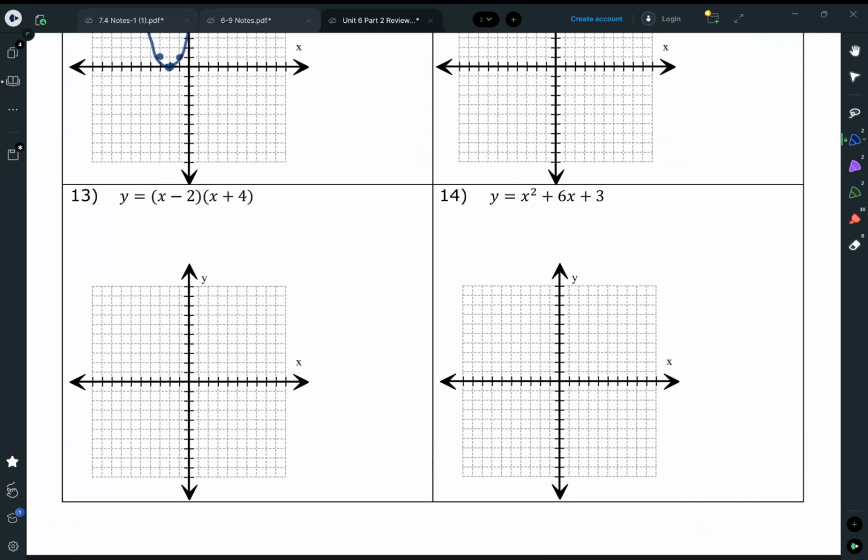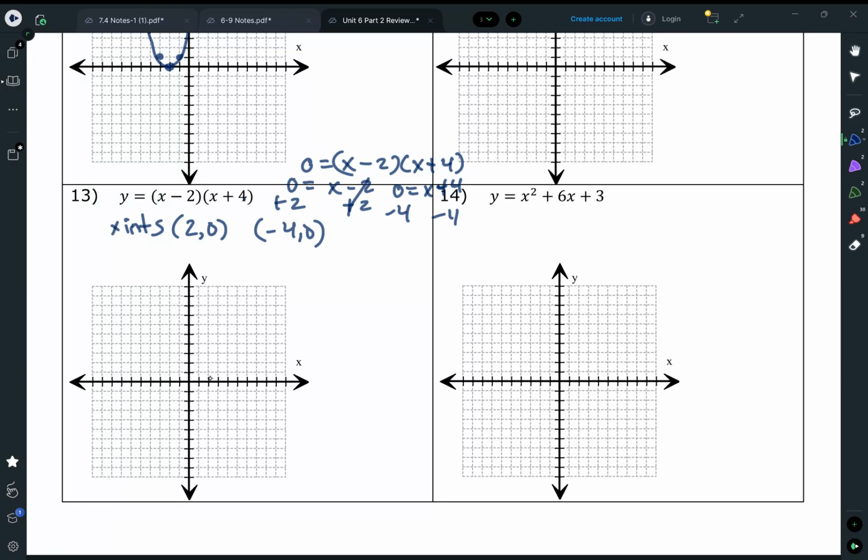Number 13 is already in factored form, so I can find my intercepts right away. My x-intercepts are going to be 2, 0, and negative 4, 0. So let's remember that it's not the exact number that's here, because in order to find intercepts, I'm solving with the zero product property, setting it equal to 0, and when I'm solving those equations, it's changing the sign, right? Because I have to add 2 on both sides, or I have to subtract 4 on both sides. So 2, 0, negative 4, 0.